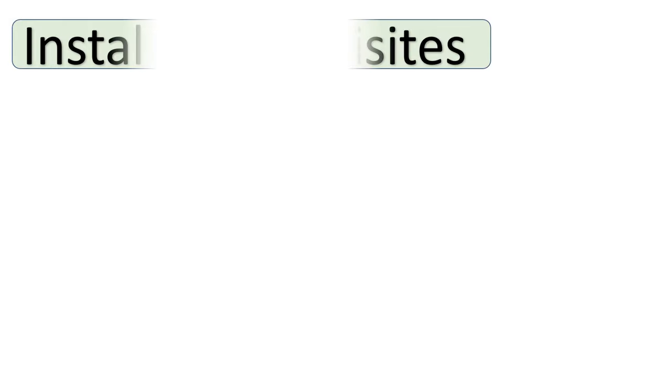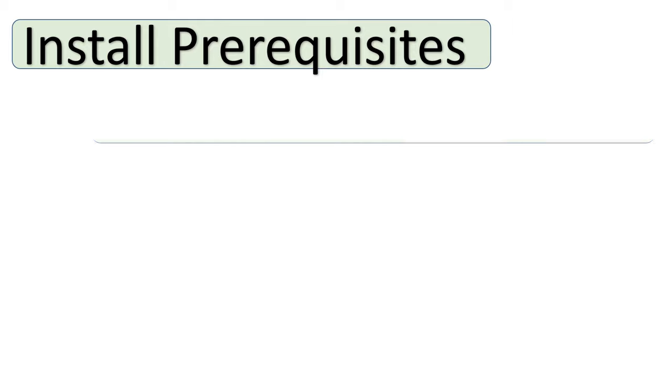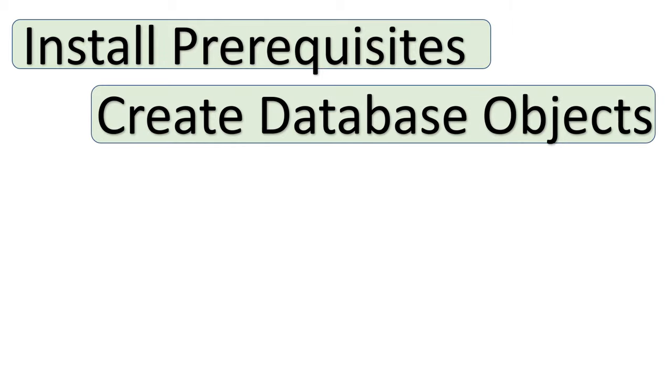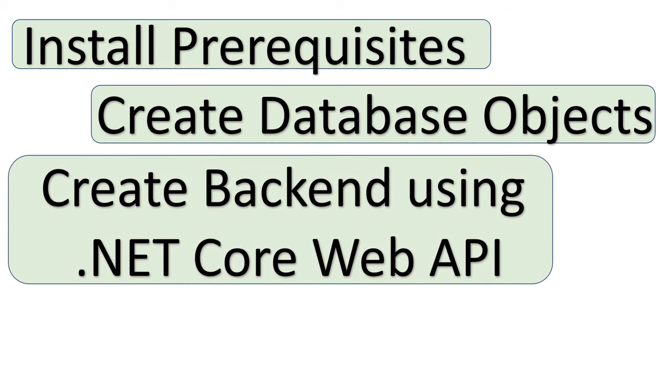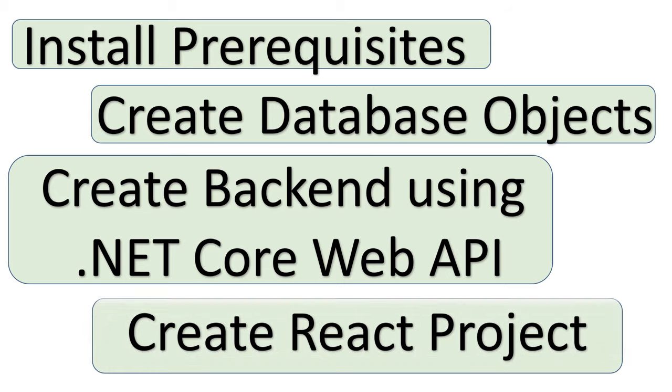We will first install all the prerequisites. Then we will create the database and objects required for our app. Next, we will create the backend project using .NET Core Web API. And finally, we will start creating the React.js project.